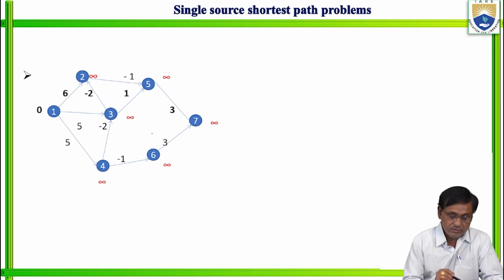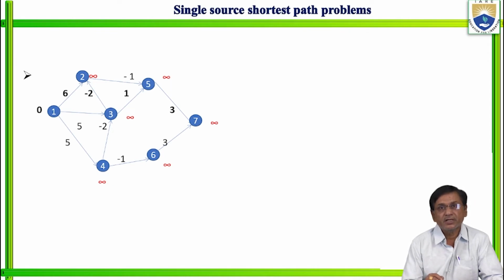So, negative values are also there for the edges. This Bellman-Ford algorithm can be used for negative edges also, whereas the Dijkstra method cannot be used. If it is used, the answer may or may not be correct. But in this case, we will get the correct answer even when the edges have negative values.